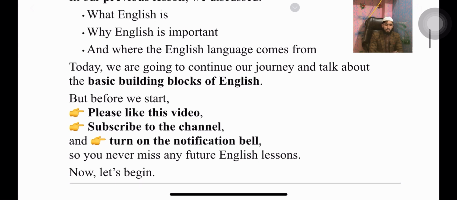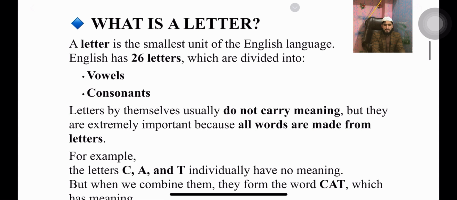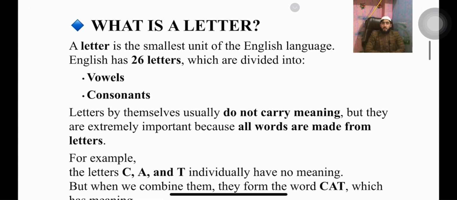Now let's begin. First, what is letter? So simple, what is a letter? A letter is the smallest unit of the English language. English has 26 letters which are divided into two parts, vowels and consonants.